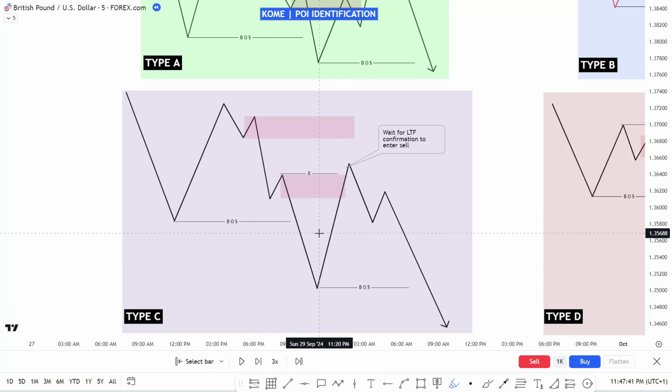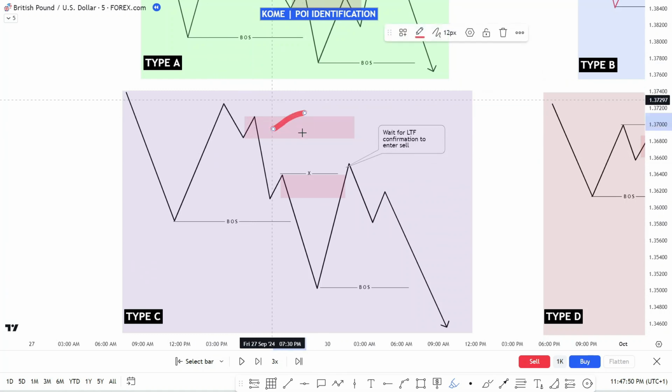Now, most times, look at that. The same example, just like type A, but there is a variation here. This zone is not a high probability point of interest. Can you spot it? If you can spot it, just comment it below. I give you 5 seconds. 1, 2, 3, 4, 5. All right, I just hope you got it.